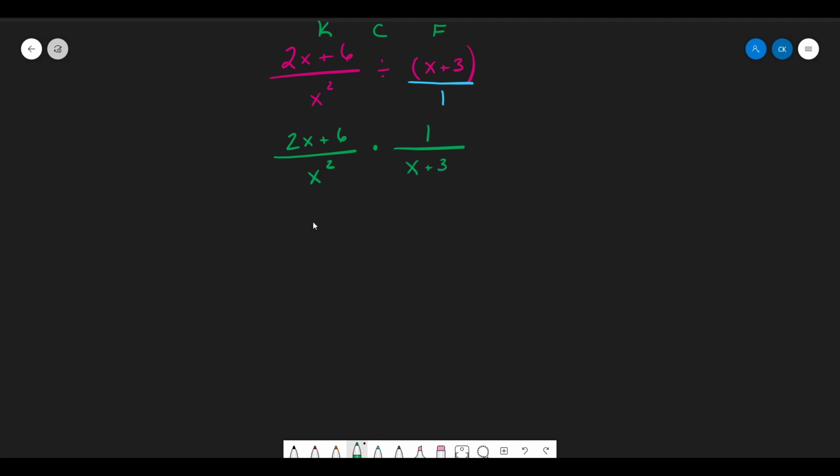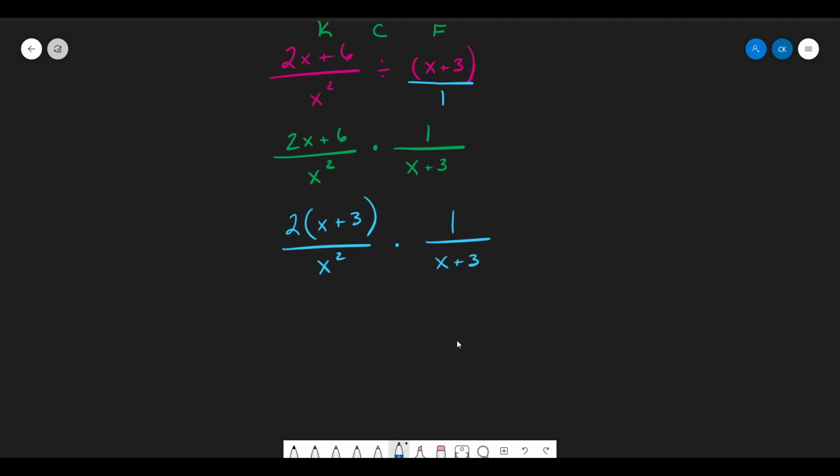Now, we have a problem like the ones we were doing before. It's a multiplication problem. I see a binomial here. I need to factor the 2x plus 6. The 2x plus 6 can be factored by GCFing a 2 out. So you're left with 2 times x plus 3 over x squared times 1 over x plus 3.